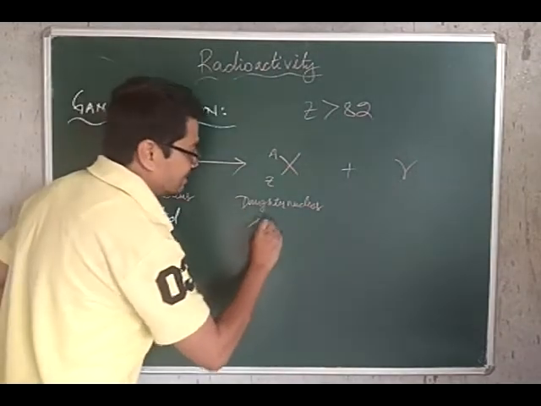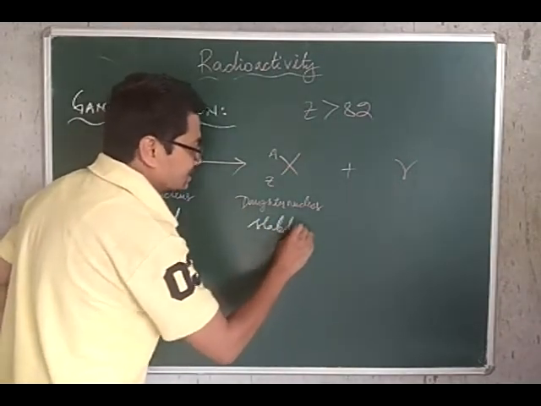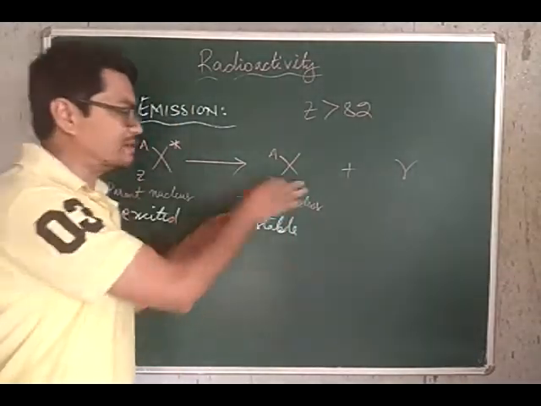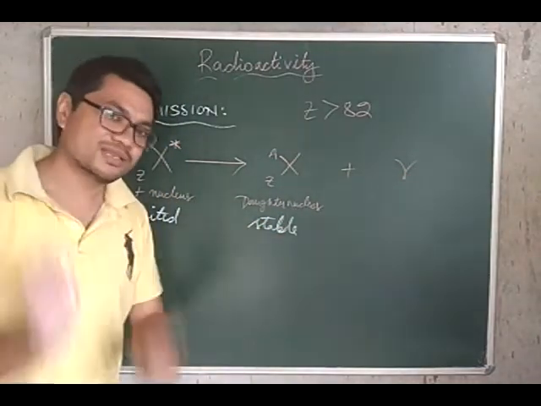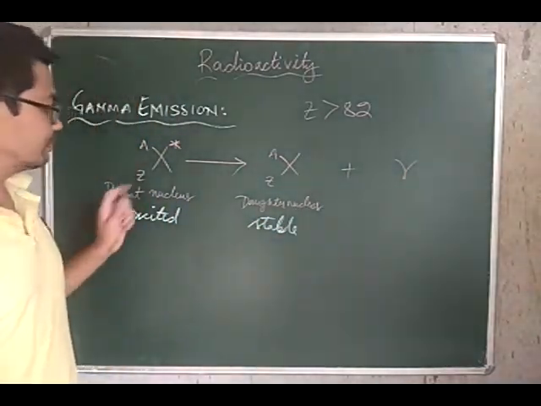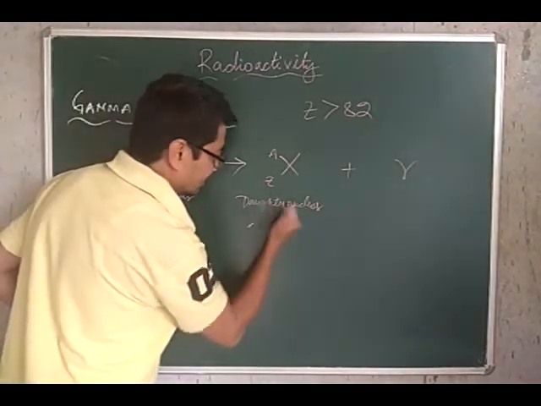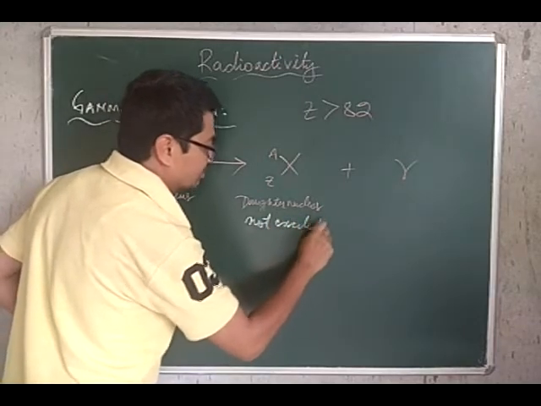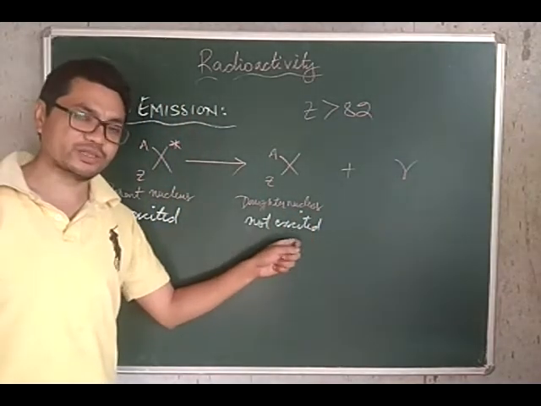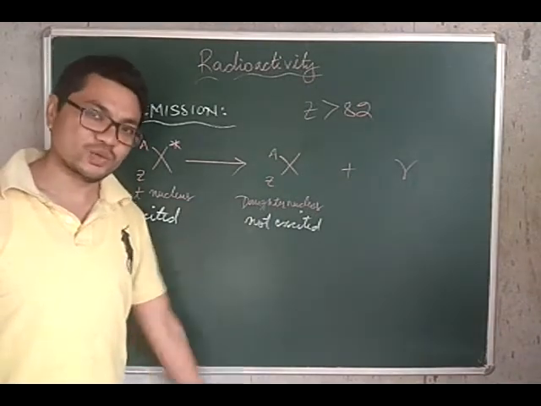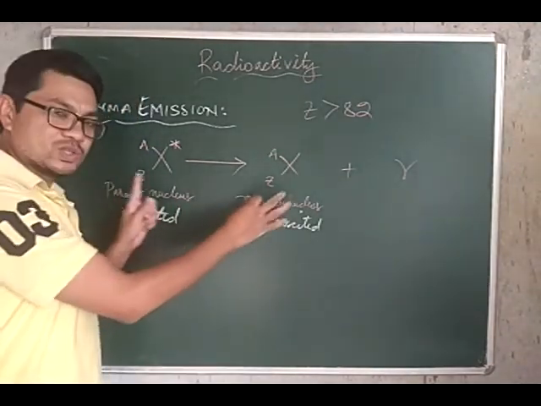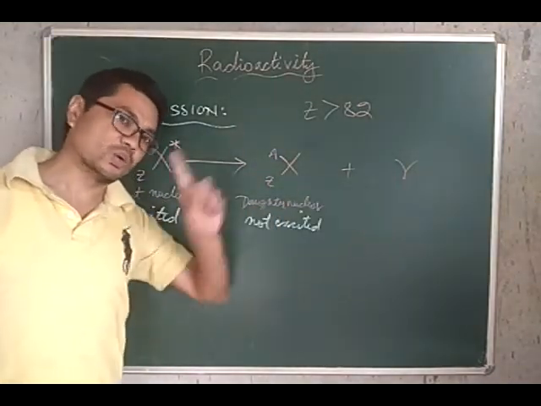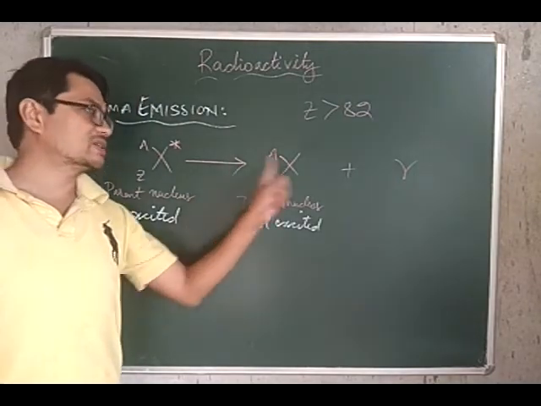It becomes stable compared to the parent nucleus, of course. So this is kind of unstable, and by the emission of gamma it becomes stable compared to the parent nucleus. Let me not write stable over here, let me write not excited simply. I'm not getting the opposite of excited right now, so let me simply call it the not excited daughter nucleus. So there is no change whatsoever in the daughter and parent nuclei in the emission of gamma radiation. Only thing is the parent nucleus is excited and the daughter nucleus is not.